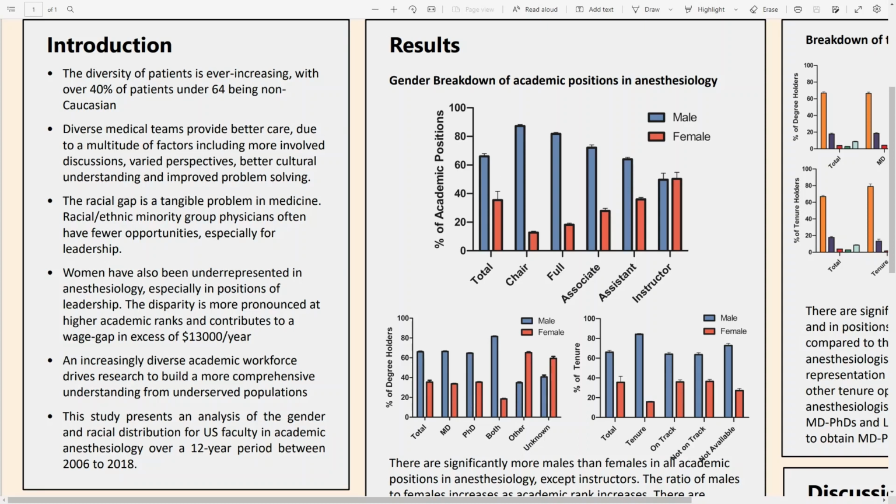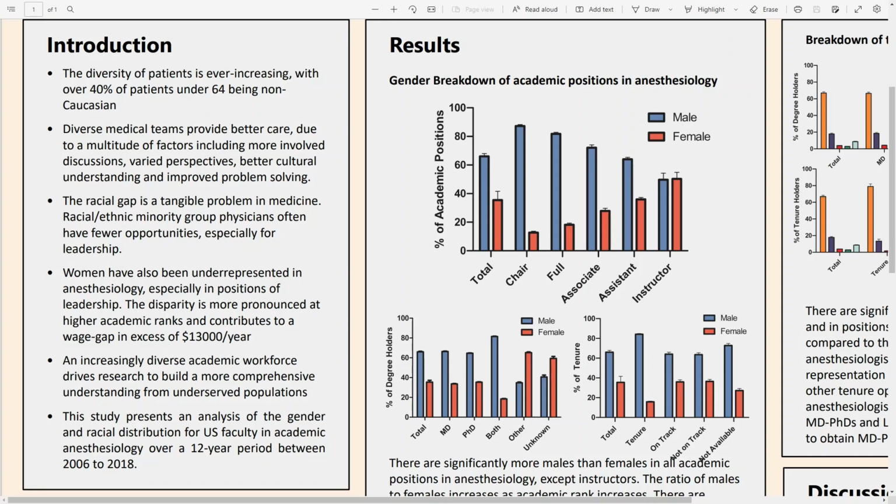It's been well shown that diverse medical teams provide better care for a diverse population with better discussions, more cultural understandings, and improved problem solving in varied perspectives. And this is increasingly important in an academic setting as a diverse leadership team and academic team helps drive research towards understudied populations and attracts a more diverse academic roster into the staff as well.